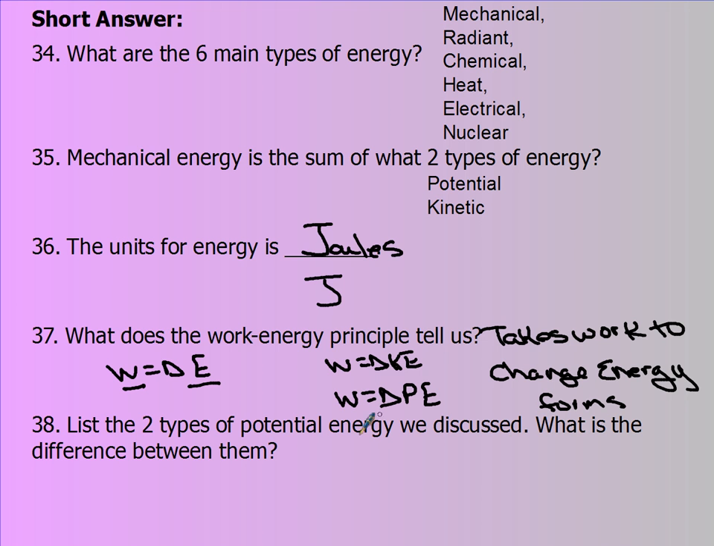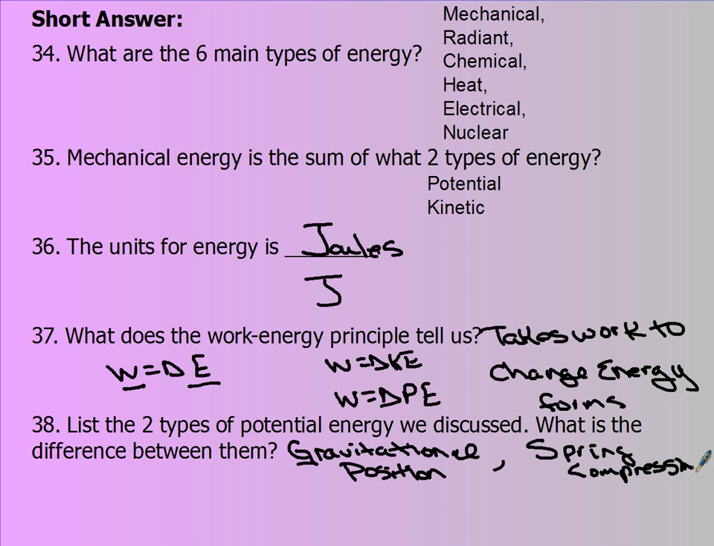What are the 2 types of potential energy we discussed? Well, that's gravitational potential energy and spring. What's the difference? Well, gravitational is due to position above the Earth. Spring has to do with compressing a spring, of course, compressing or stretching. The best way to describe them is probably potential energy for gravity is mgh, and the spring is 1/2 k x squared.